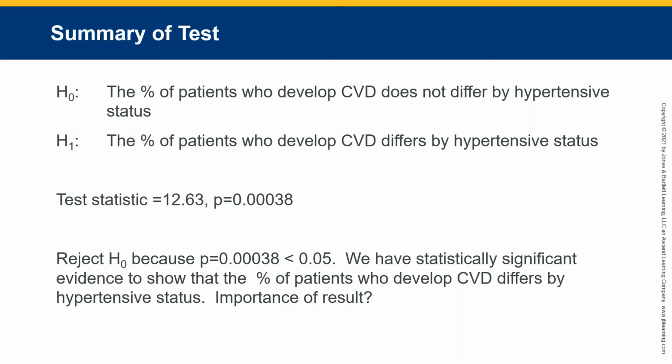And we would reject the null hypothesis in favor of the alternative because the p-value is less than, let's say we use the standard level of significance of 5%. So we would say we have statistically significant evidence to show that the percent of patients who develop CVD differs by hypertensive status. And we did see a difference when we actually looked at the raw data.